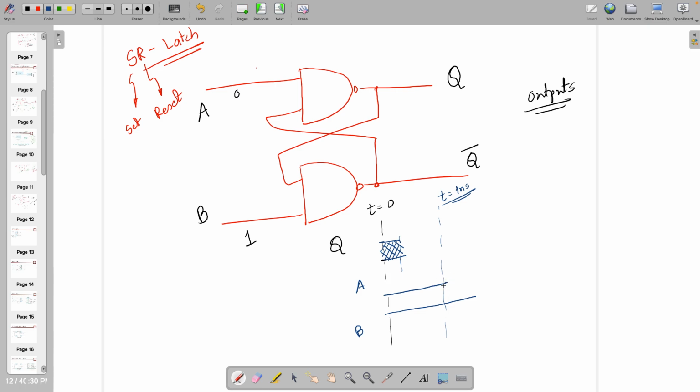So I applied this one. At t equal to 1 nanosecond, of course A and B will not be changed, but what will happen to Q? It requires some time. So let's assume 1 nanosecond is the propagation delay of a NAND gate. Then after 1 nanosecond, Q will be 1. Do you agree? If previously it was 1, then it will stay 1. If previously it was 0, then it will flip to 1. Do you agree? Right? So this will become 1.